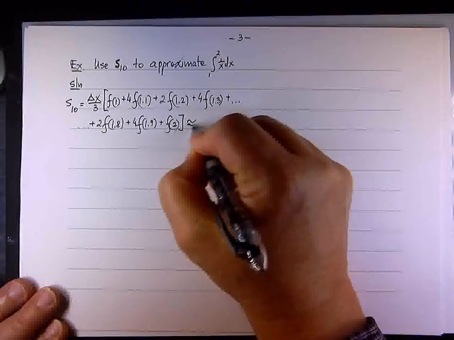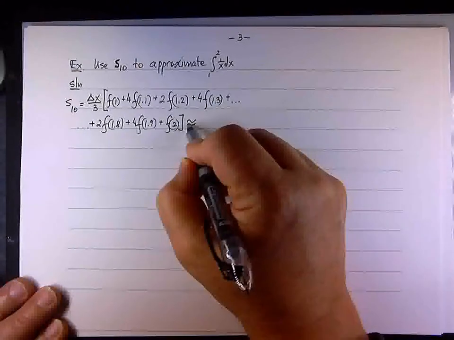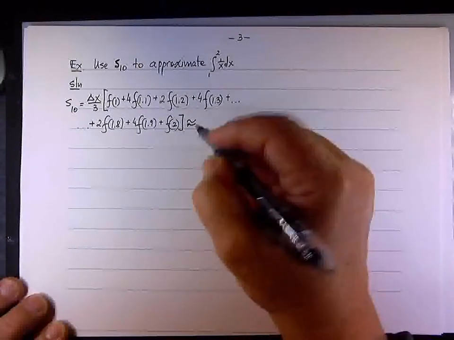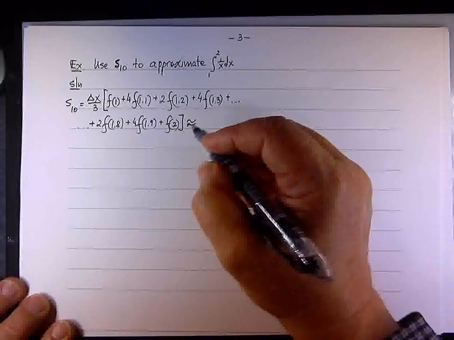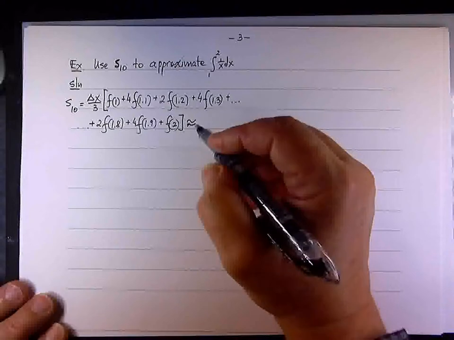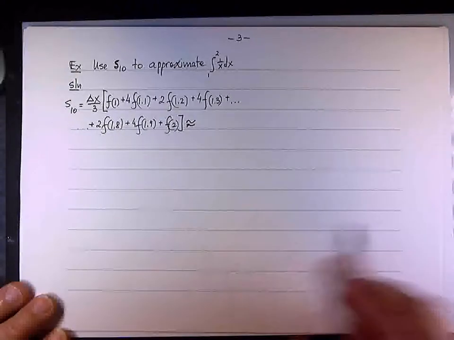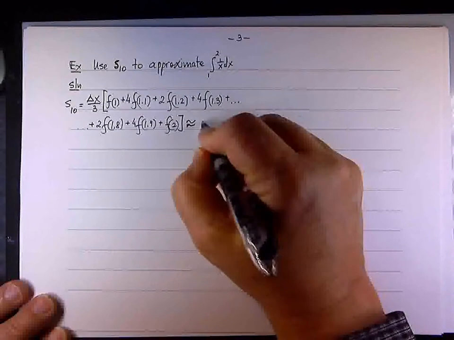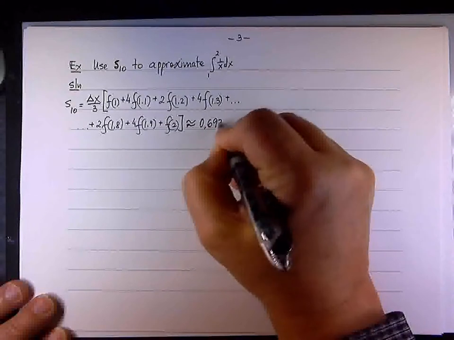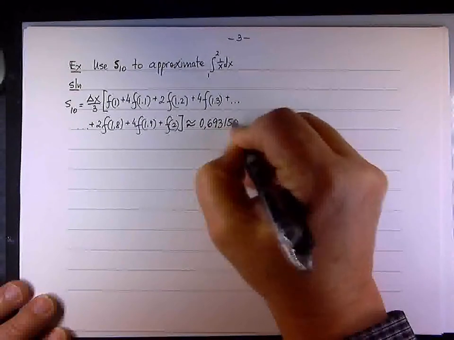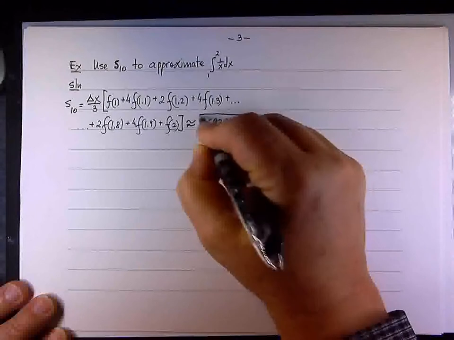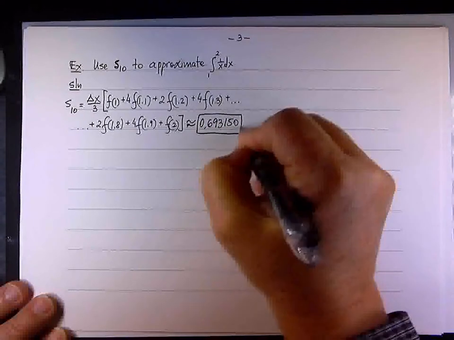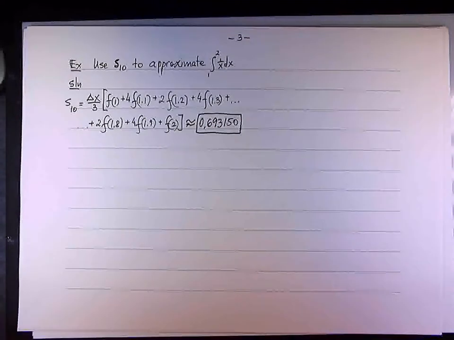So we use our calculators, or if we are more sophisticated, we write a little something in Excel, or even better, we program something, and we calculate, and it comes out as 0.693150. And if you think about it, this is remarkably close to the actual value.